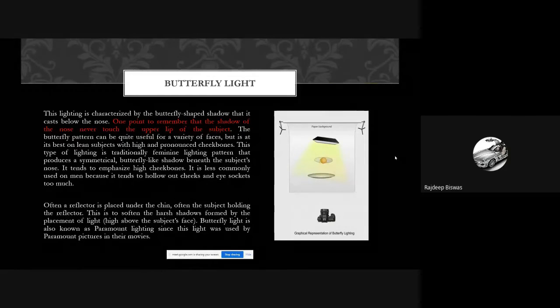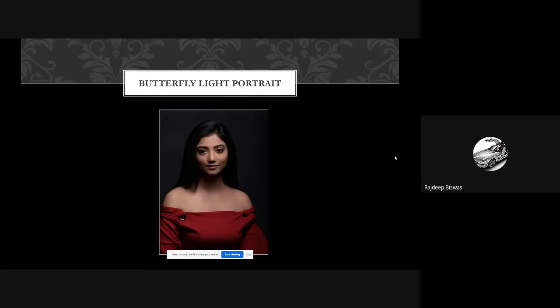This butterfly light is also known as paramount light, since this was used by Paramount Pictures in their movies. If you see the image, just beneath the nose, you would see a butterfly-like structure. Also the contour of the cheekbones is quite prominent here. Now, in this image particularly, I used a reflector, but only slightly, so that the shadows are not relieved that much. That's why you see harsh shadows just beneath the nose and all these things.